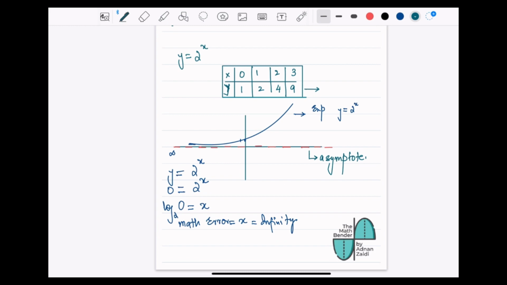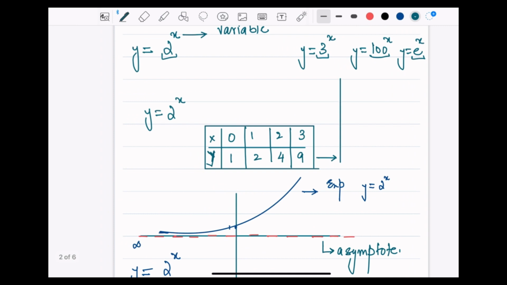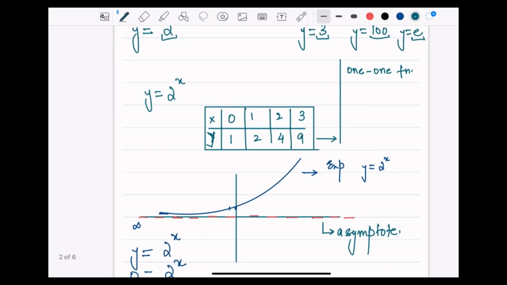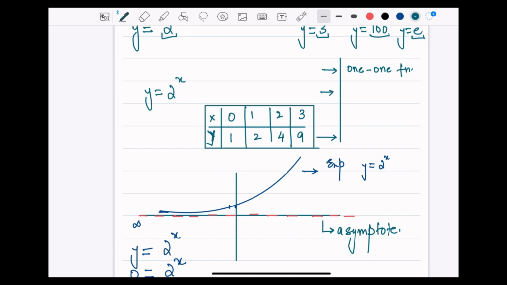So this is a one-to-one function. If I want to write down what that is, it is a one-to-one function, which means its inverse is possible, and we'll talk about it in the upcoming videos. The domain of this function is x belongs to real numbers, because as you could see, the curve stretches from negative x to positive x and it keeps on going.